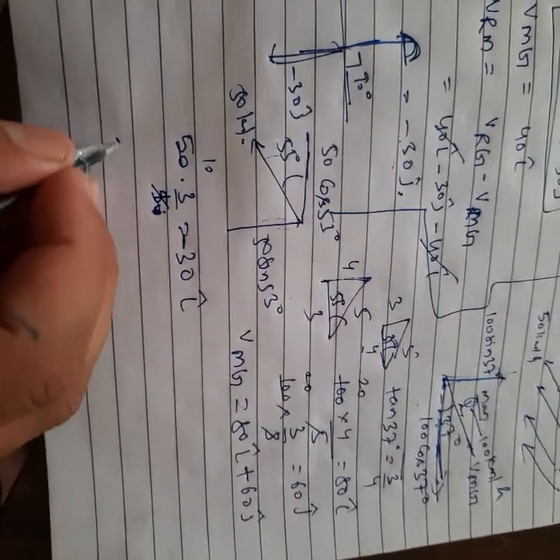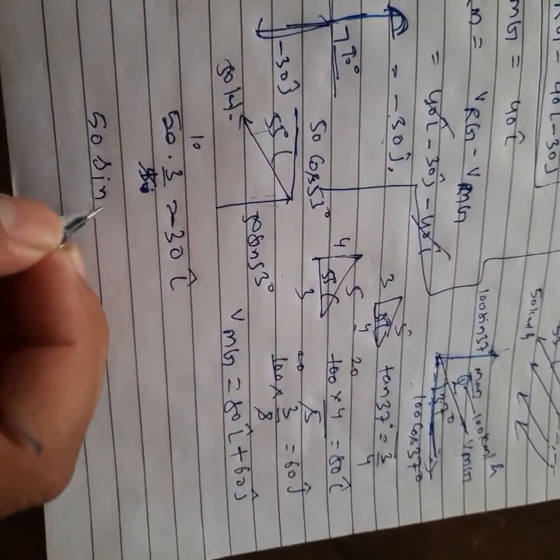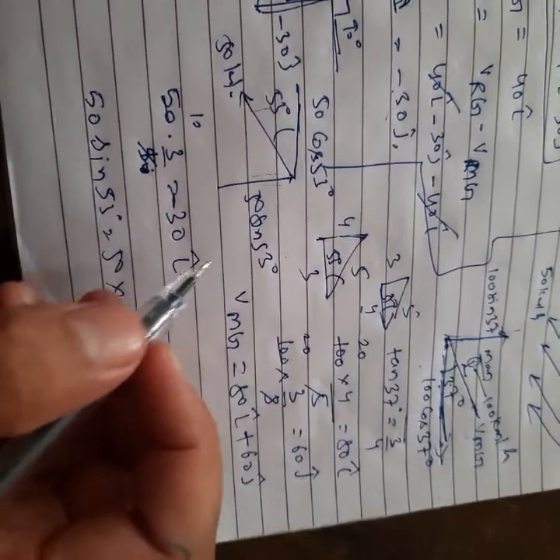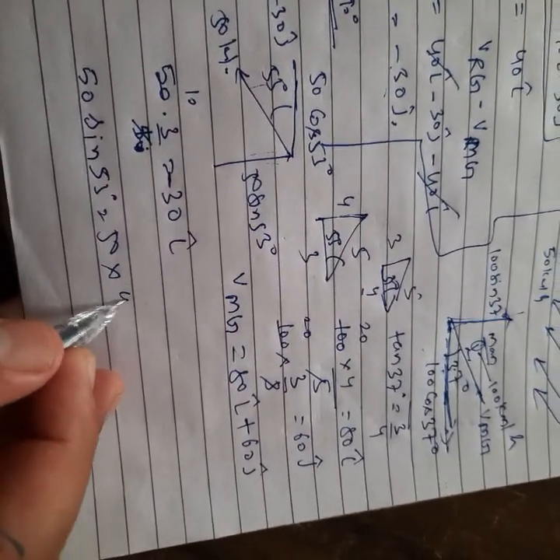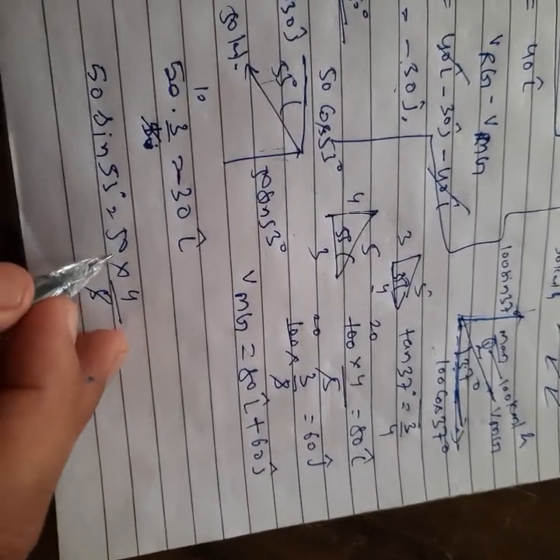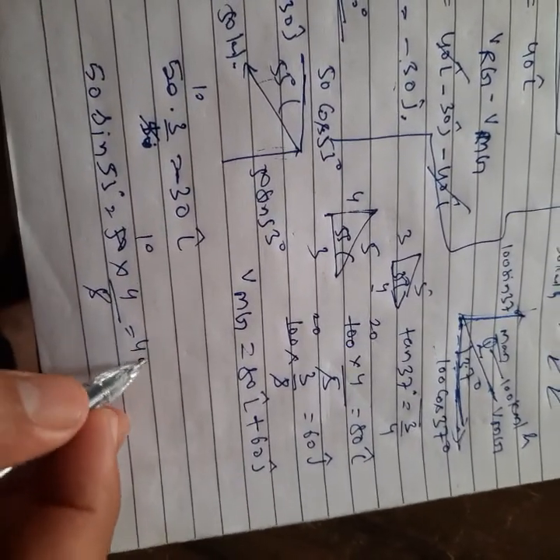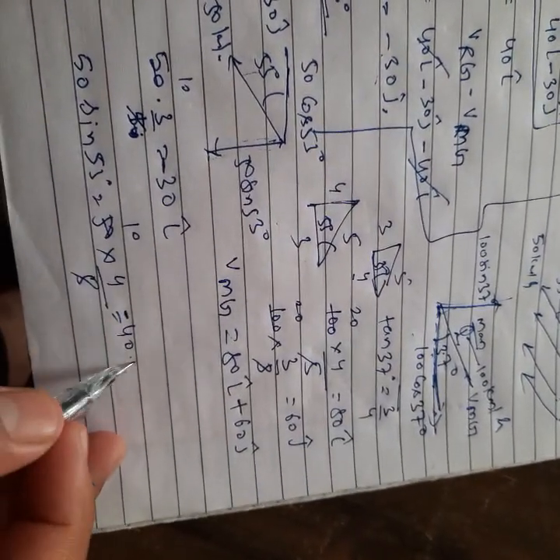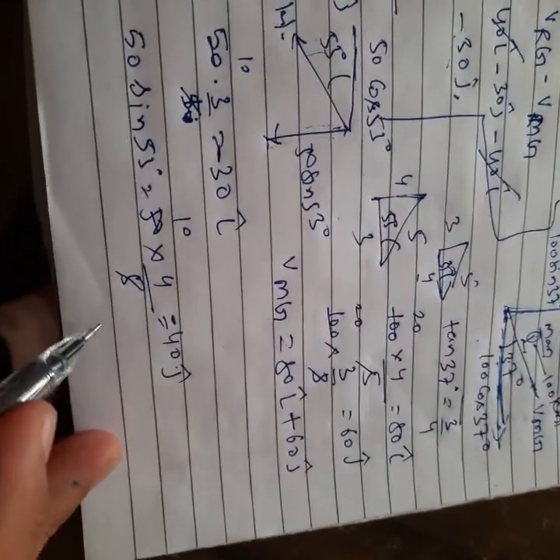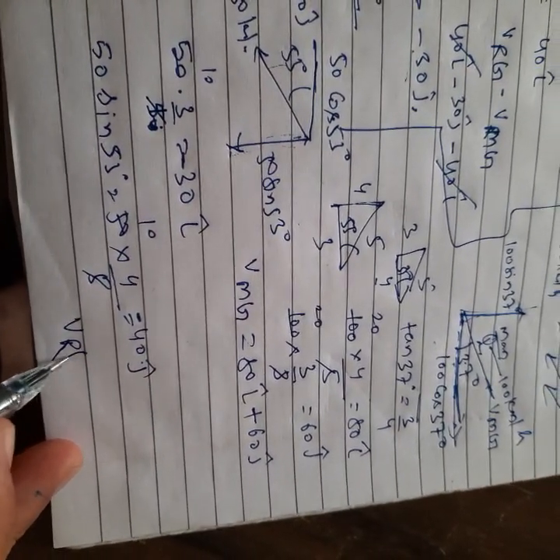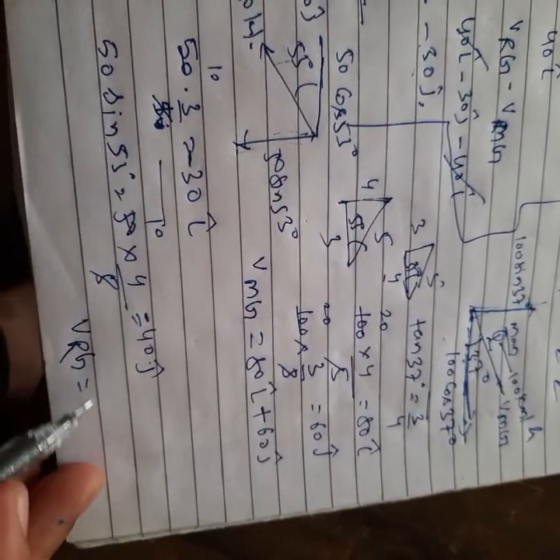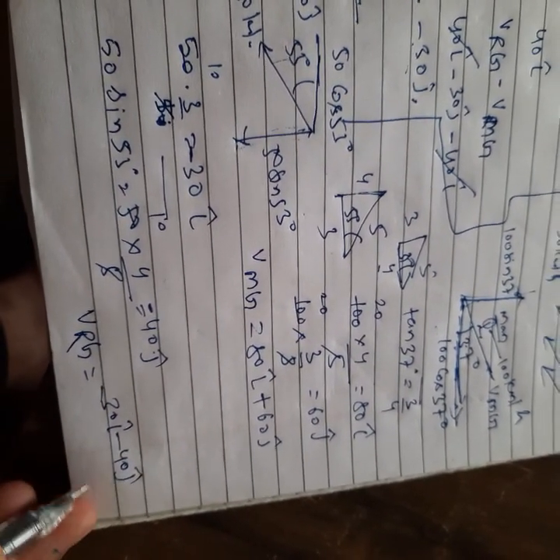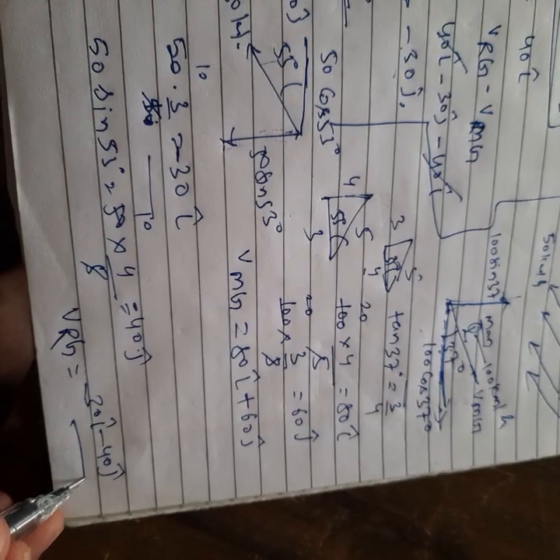This one, 50 sine 53 degree. So we can say 50 into, this is what? Perpendicular upon hypotenuse. Perpendicular is what? 4 upon hypotenuse, which is how much? 5. We will get how much? 10. So this will be what? 40. Downside. Downside is coming now. So we can say minus 40j. So we can say what? Velocity of rain with respect to ground. How much will we get there? Minus 30i minus 40j. Okay or not okay? Say yes or no. Any doubt now?